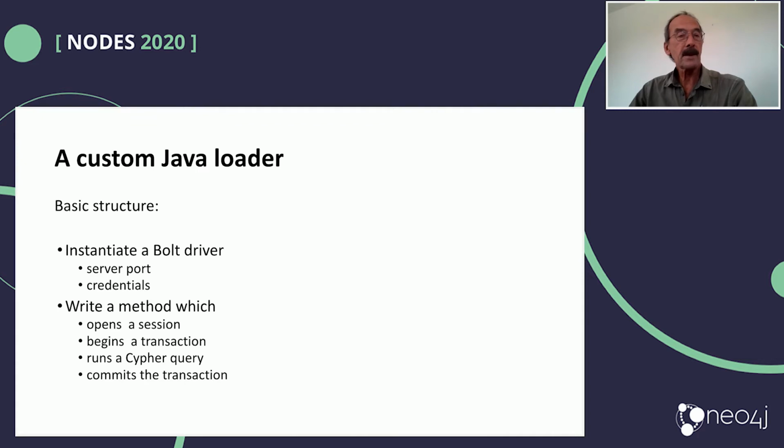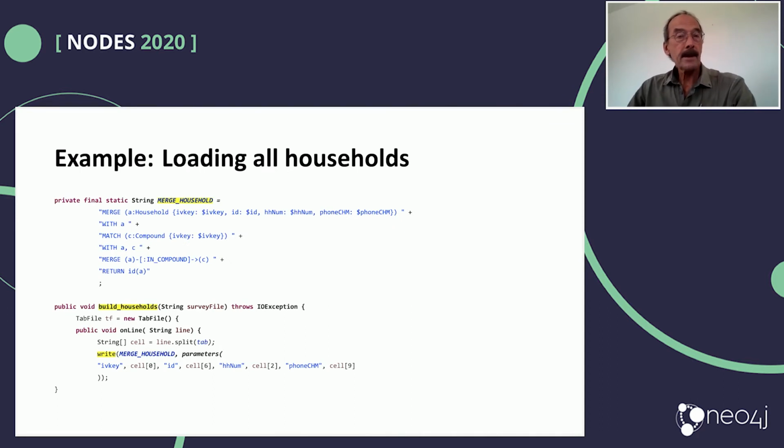The basic structure is simple. You instantiate a database driver, supply the server port and your credentials, and you write a method or function which opens a database session, starts a transaction, runs a Cypher query, commits the transaction, and receives the results.